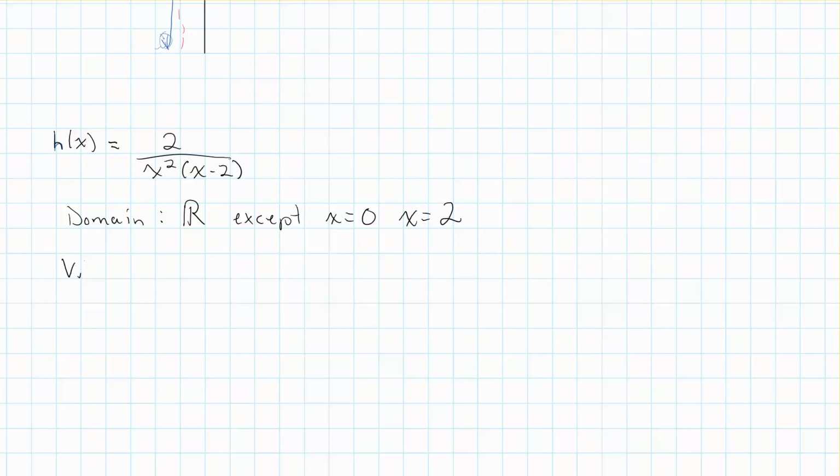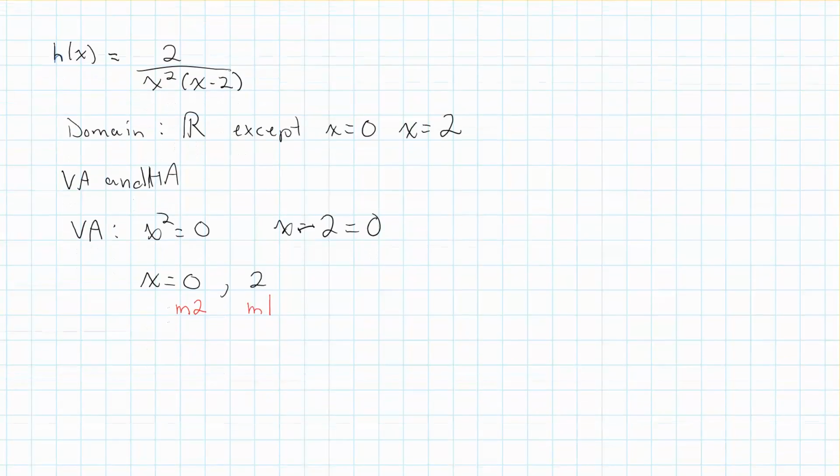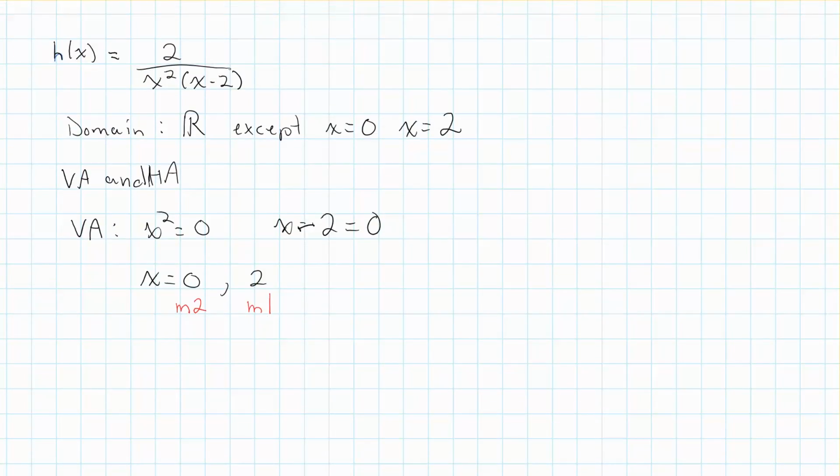Now let's talk about vertical and horizontal asymptotes. So vertical asymptotes, well, this clearly doesn't reduce any, so this is going to be when x squared is equal to 0, or when x minus 2 equals 0. Well, this gets me x equals 0 and 2. But we have multiplicity here. The x equals 0 is multiplicity 2, and the x equals 2 is multiplicity 1. So now these, remember, are my vertical asymptotes.